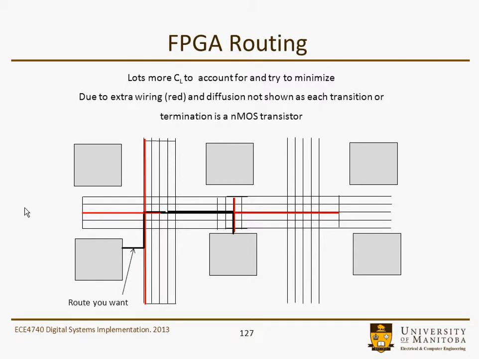But since you're routing it in a reprogrammable architecture, you have to account for all of these extra bits of capacitance that perhaps you wouldn't have if you were building it in an ASIC and not an FPGA environment. These were wires which were, let's say, horizontal and vertical, so all of that additional capacitance had to be accounted for.